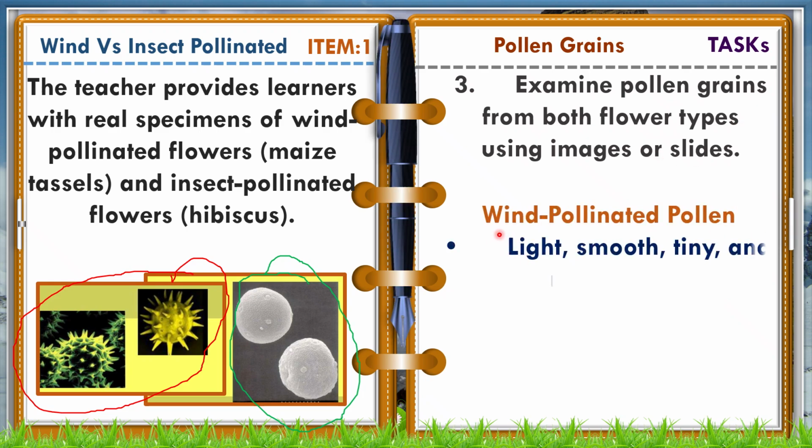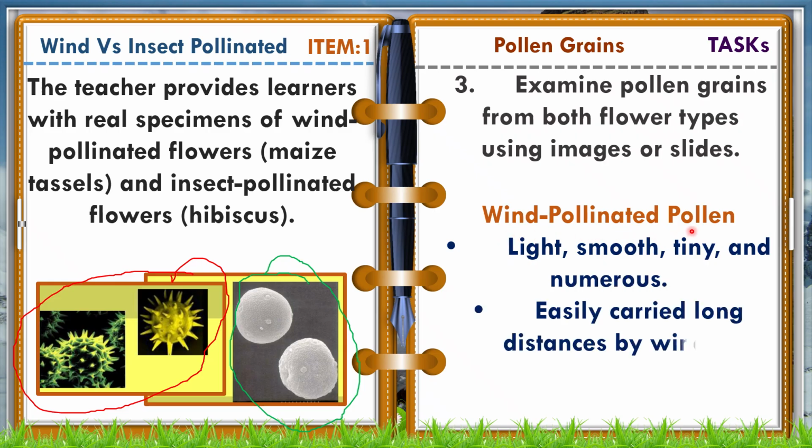We shall start with wind-pollinated pollen. Now, when we talk about wind-pollinated pollen, they are light, they are smooth, they are tiny and numerous.